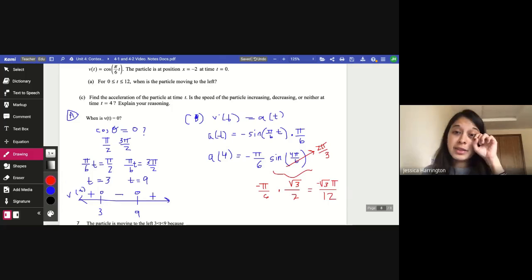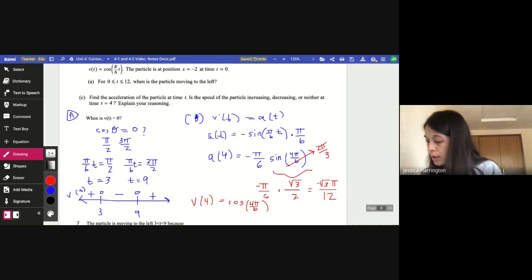So now if they're asking us about speed, I also need to find the velocity at 4. So let's find the velocity at 4. Let's use the function up there. It ends up being cosine of 4 pi over 6. We already know 4 pi over 6 is 2 pi over 3. What is cosine of 2 pi over 3? That ends up just being negative 1/2.